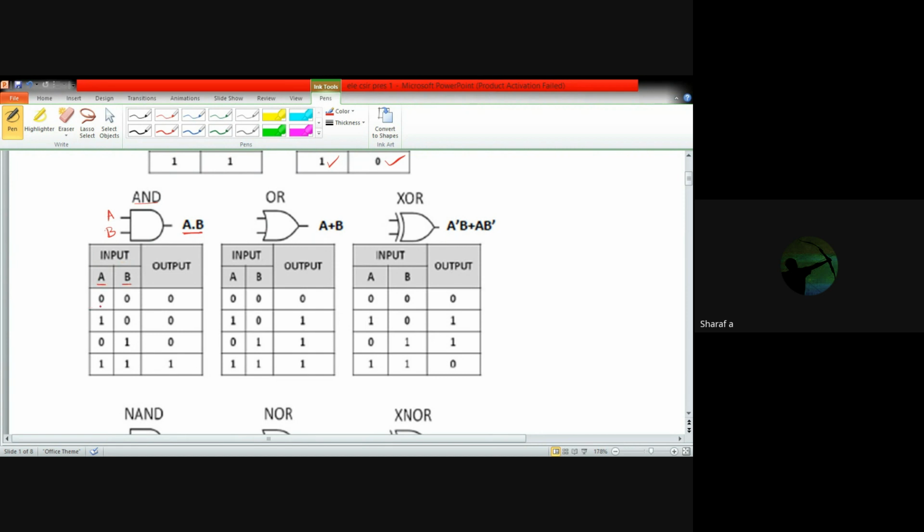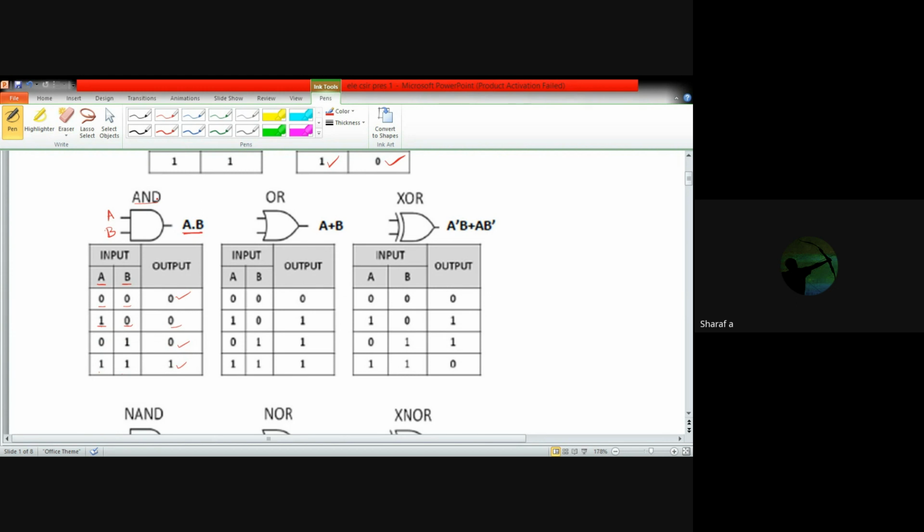Then you can see here the truth table, inputs are A and B. When you have given 0 and 0 as your input, then the output will be 0 because the product of 0 and 0 is 0. And when you give 1 and 0, the product will be 1 into 0, that is also 0. When you give 0 and 1, the product is 0 into 1, that is 0. When you give 1 and 1, the product will be 1 into 1, that is 1.